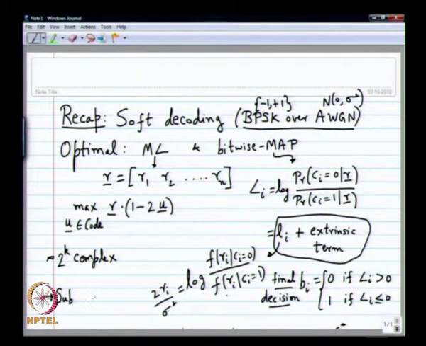So, the main reason you study optimal decoders is not to implement them, it is to realize that suboptimal decoders are needed. Okay. So, that is the reason why you study optimal decoders here. Okay. So, what do you do for suboptimal is an interesting question.